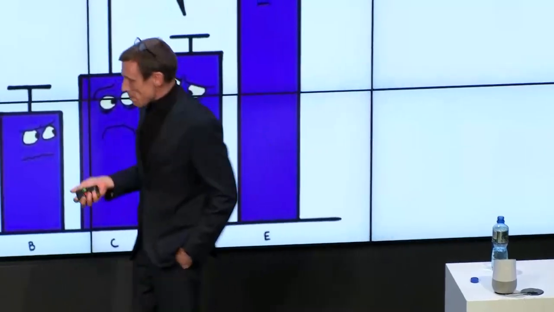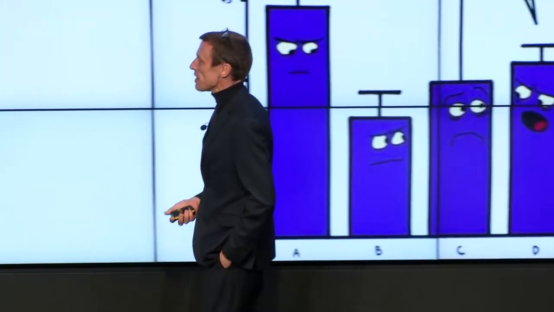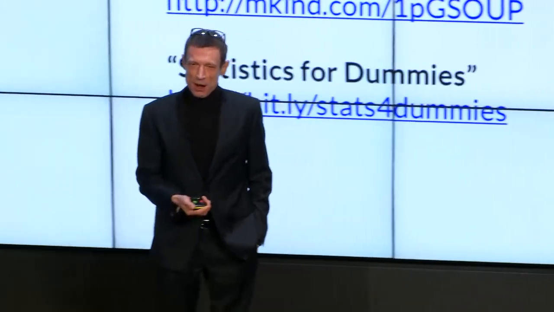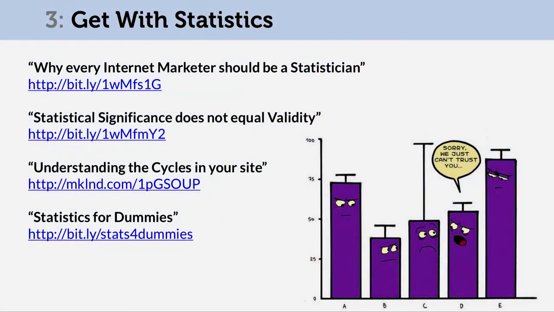Number three, in your life, you have to get with statistics. I'm reading this book, Statistics for Dummies, right now. Even if you're in marketing, you don't need to know this stuff inside out. You don't need to do a degree course on it, but it's going to be a big part of your life. It's going to be a big part of machine learning. Get with stats. If you want to do this stuff properly, you need to know enough about it to be able to manage and develop the people who do look after it.